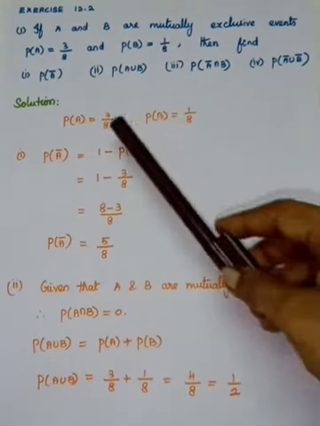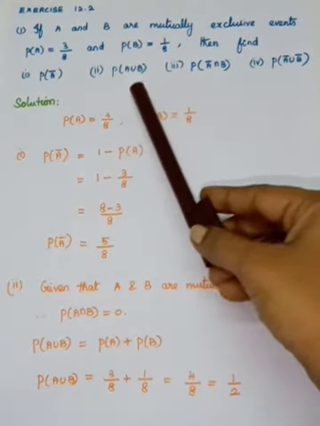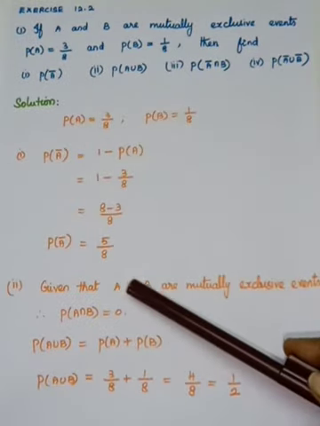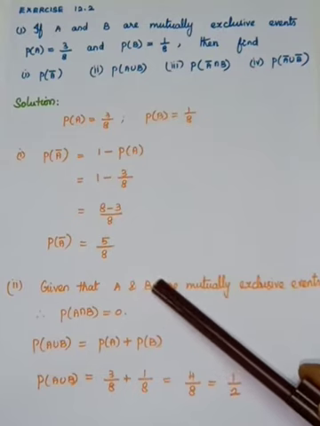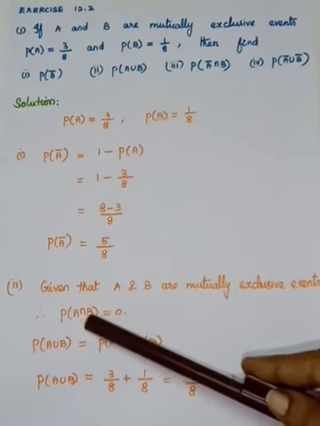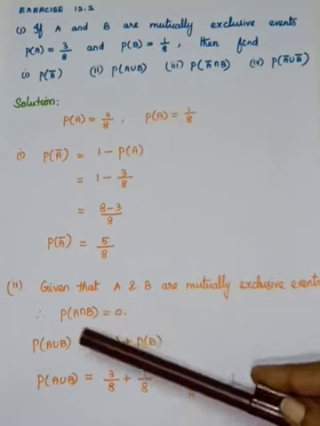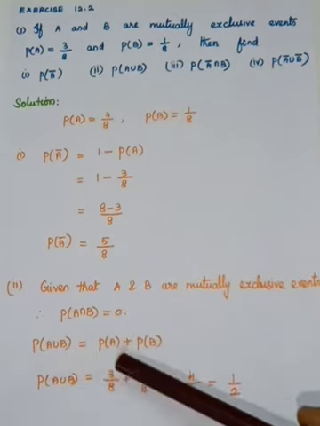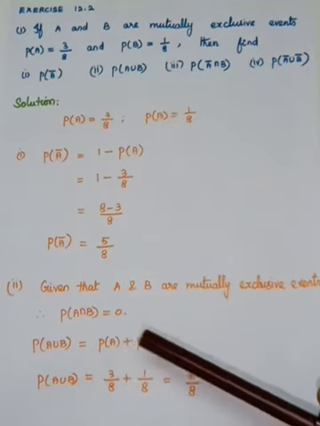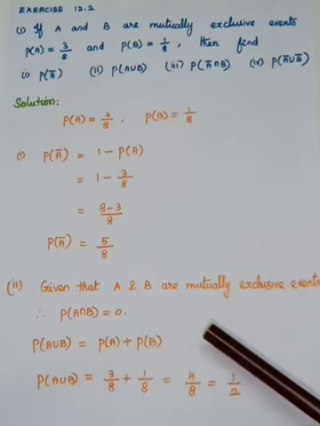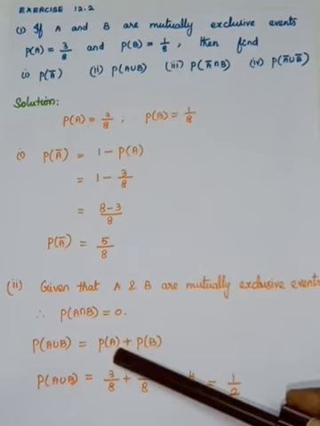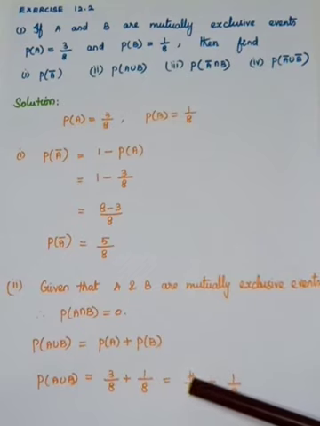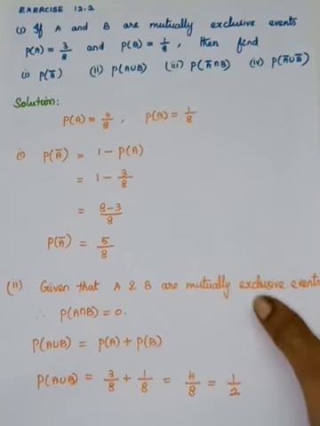Coming to the next one, you have to find out P of A union B. Here it is given that A and B are mutually exclusive events. Mutually exclusive events means there is no event in common between A and B. Therefore P of A intersection B is equal to 0. You know from the first class itself that P of A union B is equal to P of A plus P of B if A and B are mutually exclusive events. So if we substitute P of A as 3 by 8 and P of B as 1 by 8, the answer is 4 by 8. 4 by 8 can be written as 1 by 2.